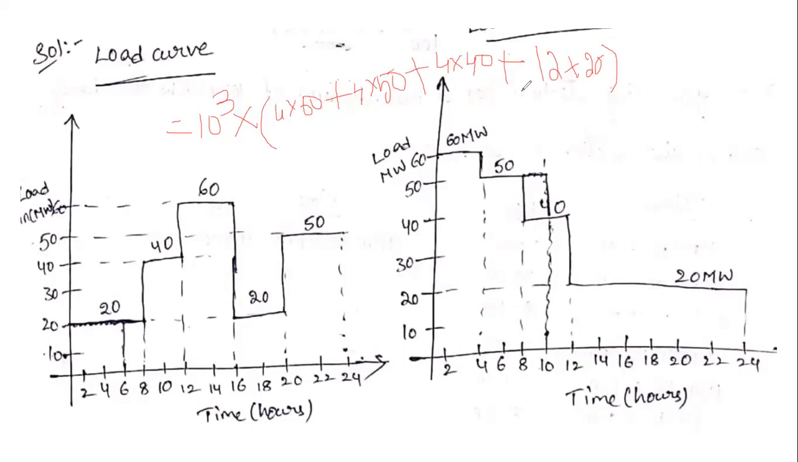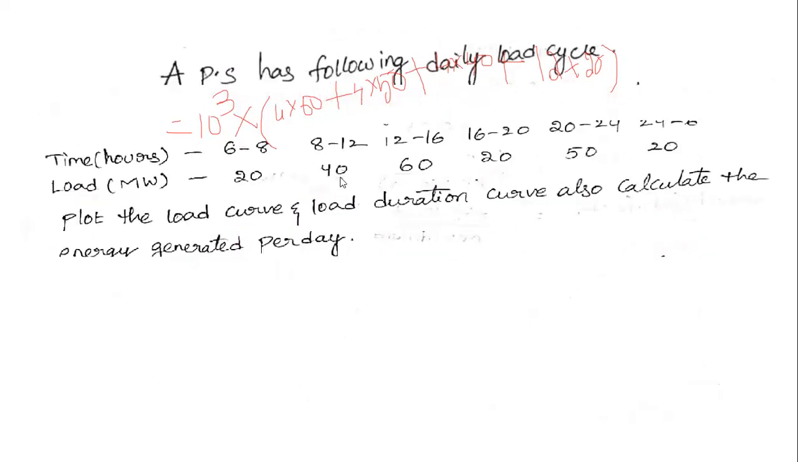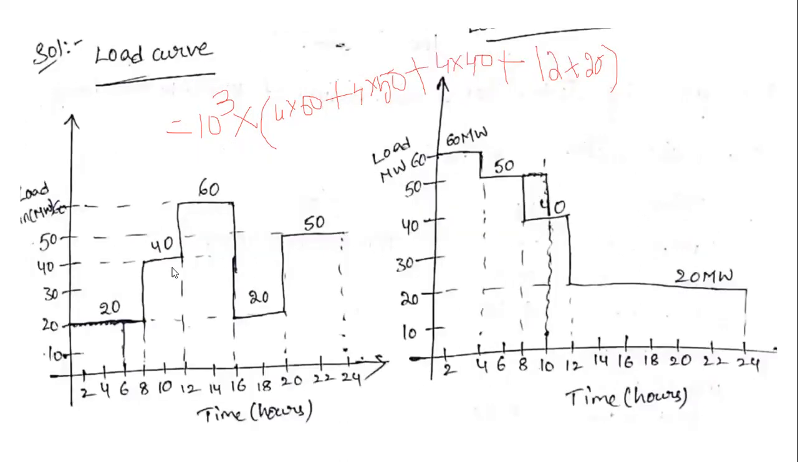For the given data, we can easily draw the graph for the load curve and the load duration curve. On the x-axis we are considering the time and on the y-axis we are considering the different loads. This is the graph for the load curve and the load duration curve. By using these graphs, we easily identify the number of units generated.